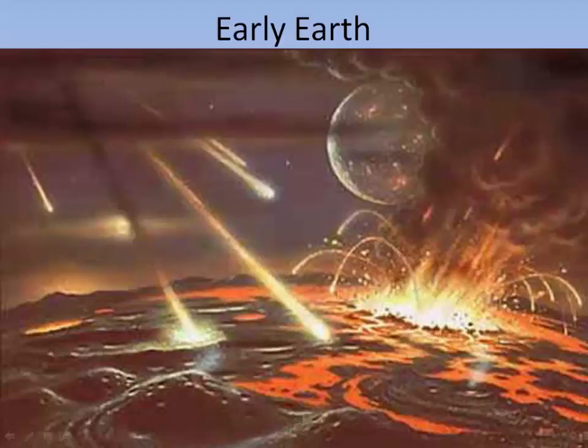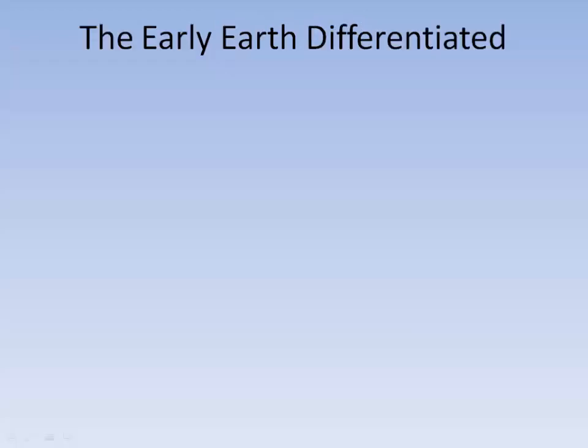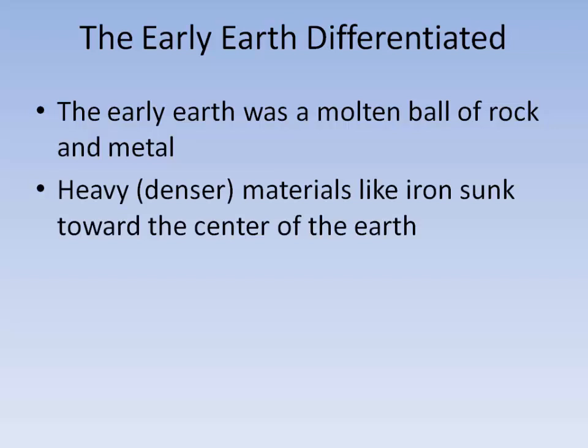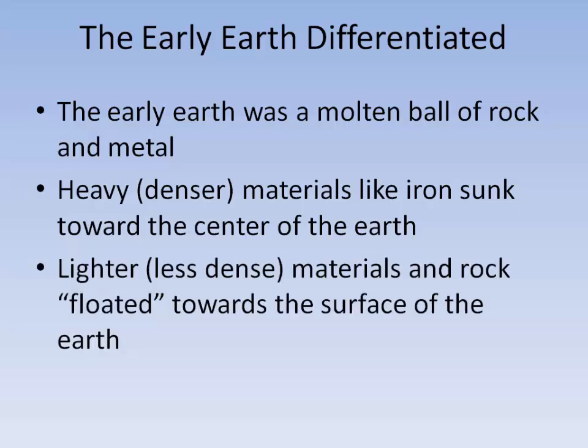All right, the early Earth was altogether different than what it is now. The early Earth was basically a giant ball of lava. It was melted, molten. It wasn't solid. It was a liquid. And because it was a hot liquid, it allowed the early Earth to differentiate into layers. Okay? The heavier, denser materials, like iron, sunk toward the center of the Earth, and the lighter, less dense materials and rock floated toward the surface.